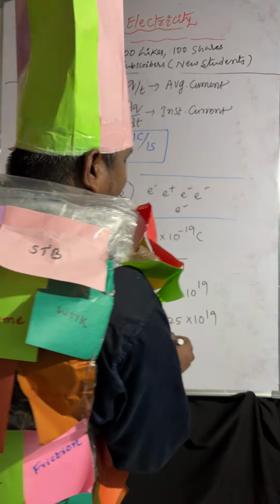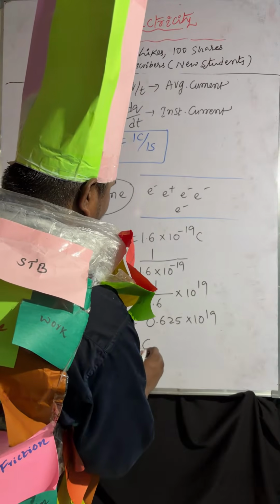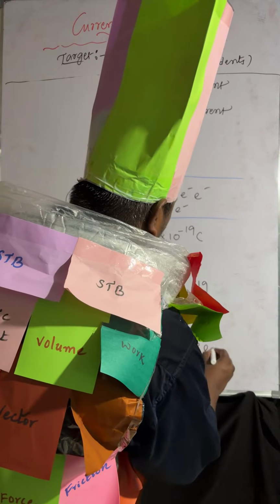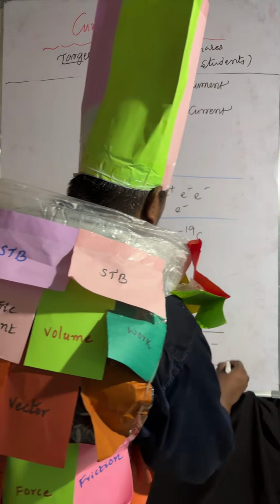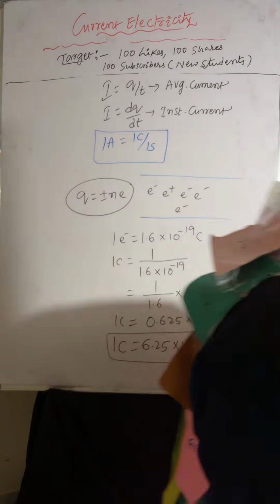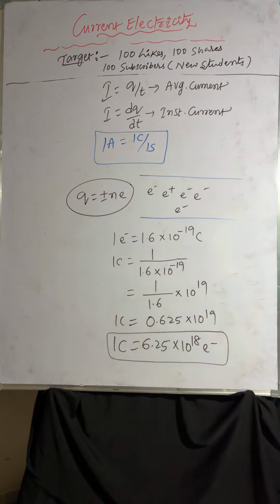So in 1 coulomb, 6.25 into 10 power 18 electrons are present. So you have to remember these points. Understood or not? On 1 electron, 1.6 into 10 power minus 19 coulomb. In 1 coulomb, 6.25 into 10 power 18 electrons are present.